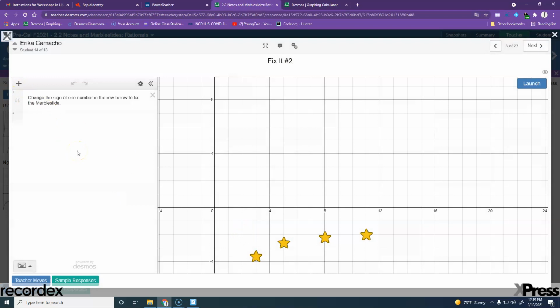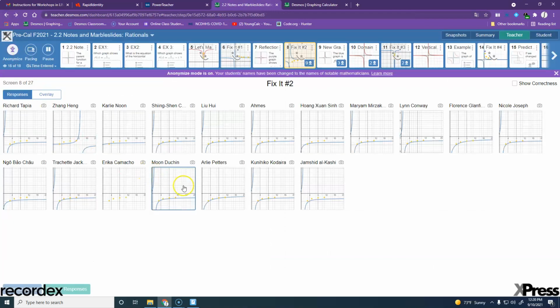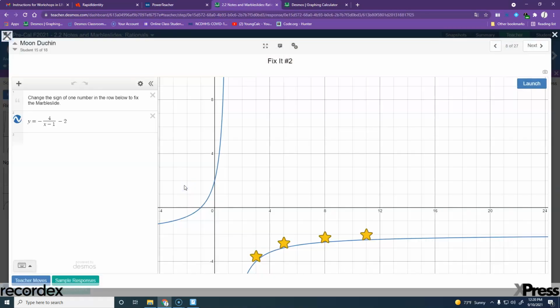See, Erica's has disappeared altogether. Let me go over here to Moon's. So Moon here, if you don't have it, this will work: negative 4 over x minus 1, minus 2. Questions?